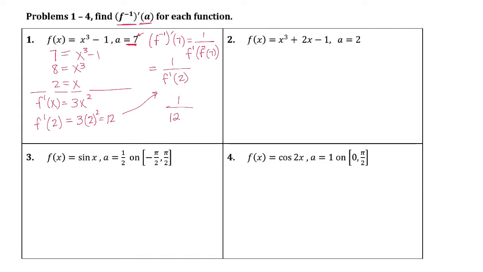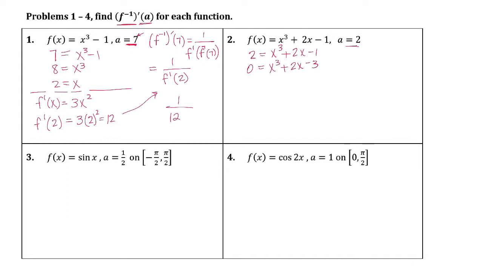Okay, so for number 2, we're still going to go through that same process again. So we do need to set our equation here equal to 2. And so we're going to have 2 equals x cubed plus 2x minus 1. And this problem is going to cause us to either use our graphing calculators or synthetic division.